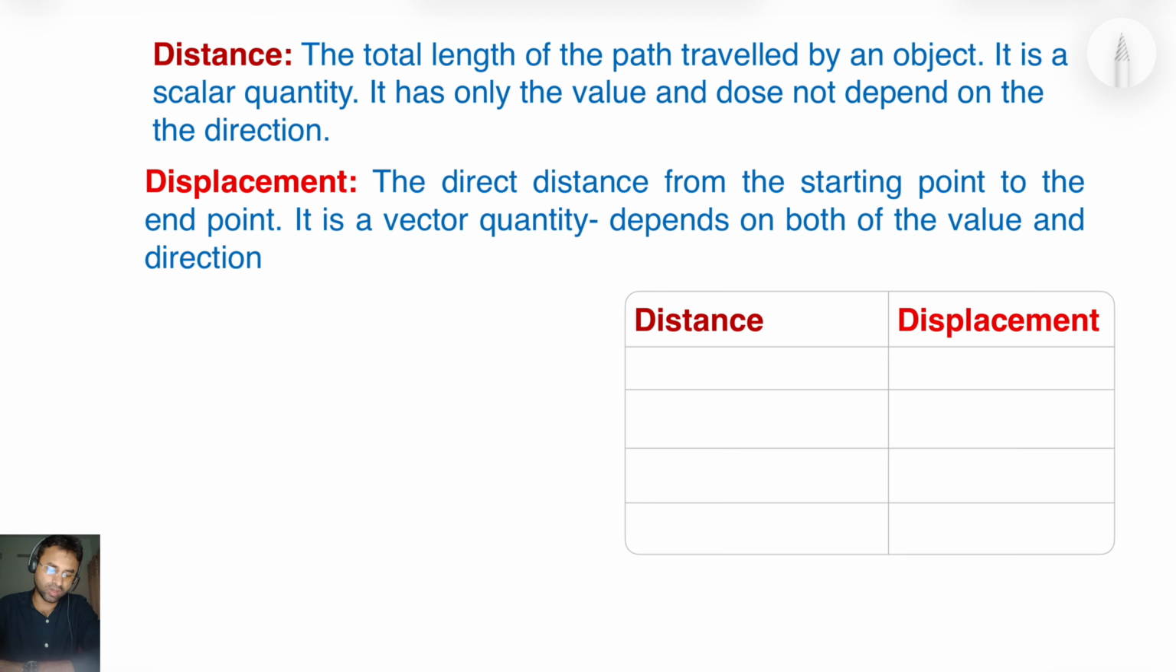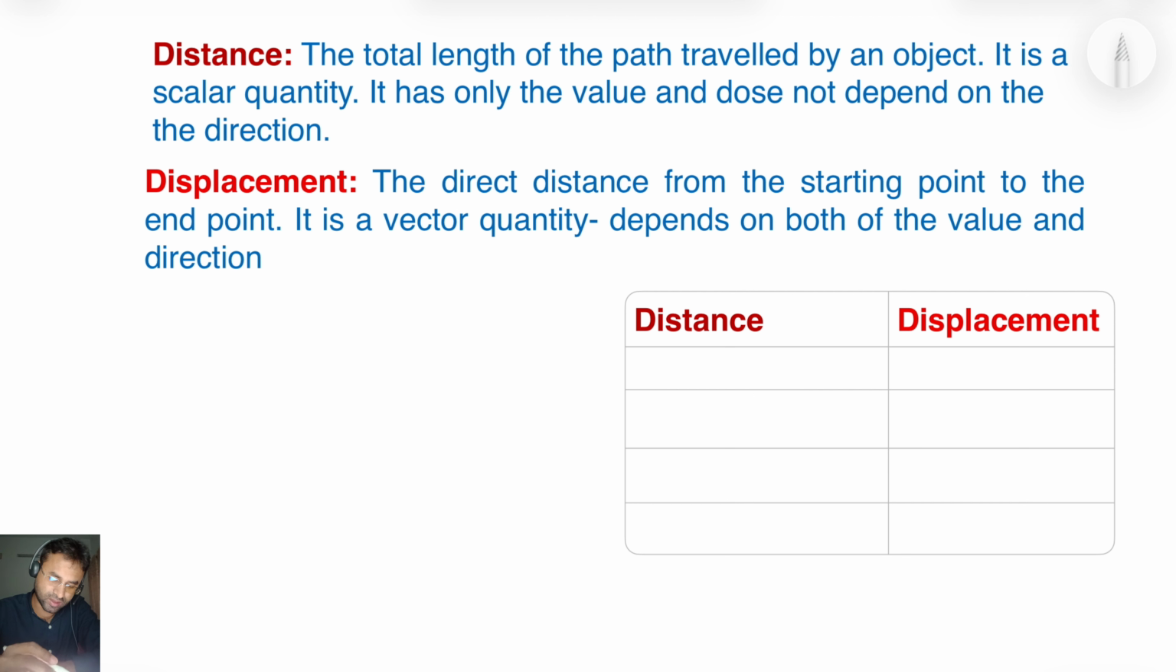First of all, we will define distance. What is distance? Distance is the total path length traveled by an object, and displacement is the direct distance from the initial point to the end point.